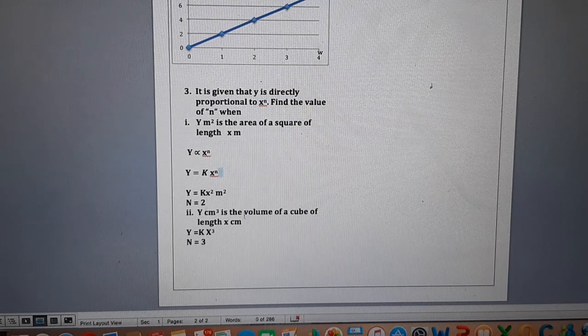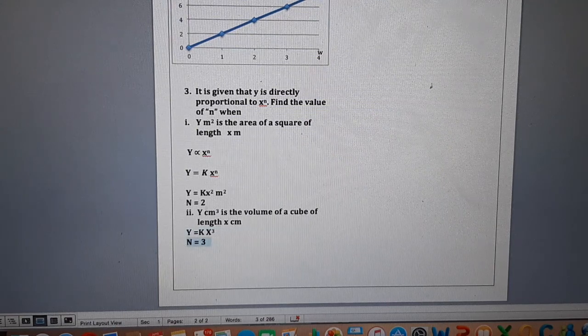Now because y centimeter cube is the volume of a cube, and the cube has a length x, then the volume is x cube, so y is equal to k x cube. K is a constant. Now because the power of x is 3, comparing the power of x from this equation and this equation, you will find that n is equal to 3.